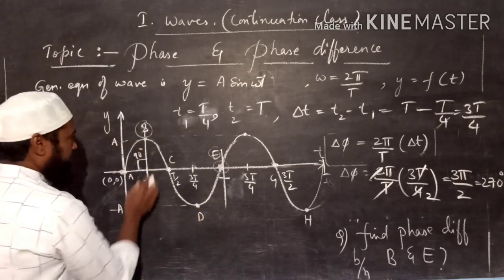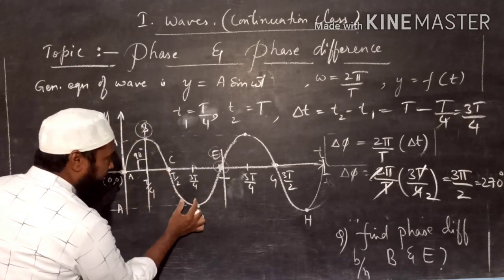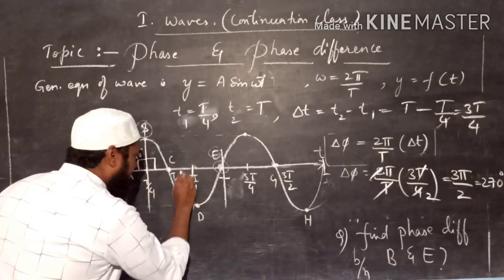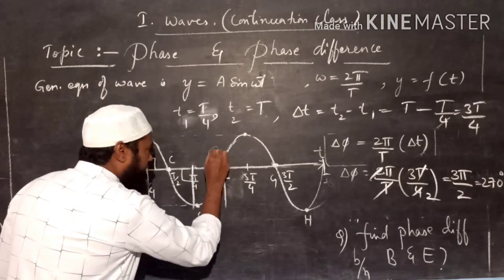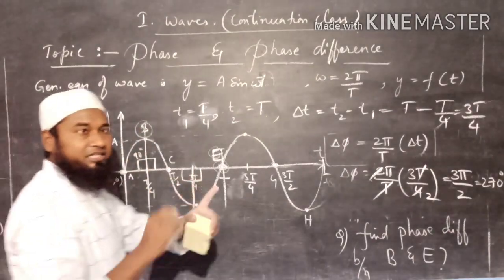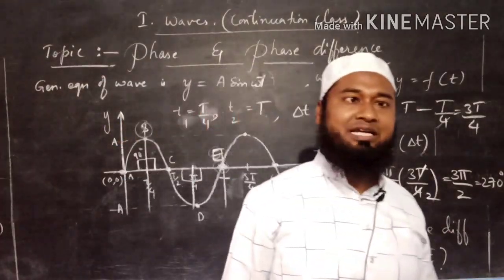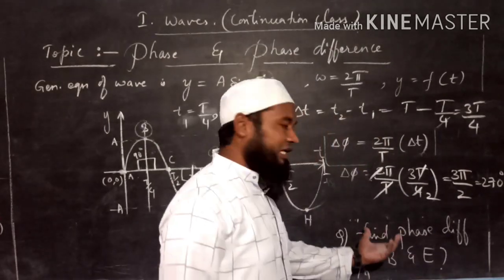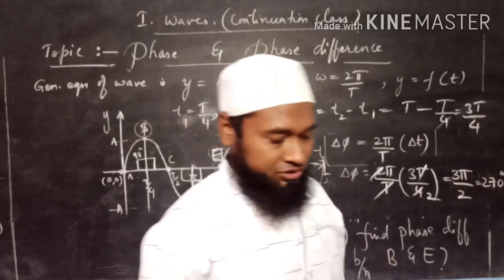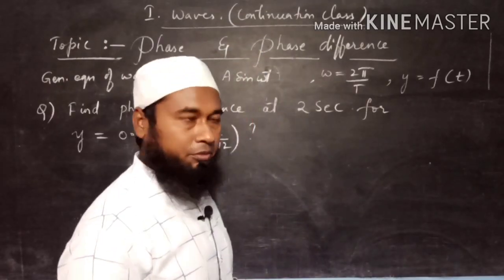You can check: 90 plus 90 plus 90. This is 90 degree and this is 90 degree. Again the particle has moved up to point E, again 90 degree. So 90 plus 90 plus 90, the difference is 270 degree. So in this way you can calculate phase difference between 2 points. Thank you very much.